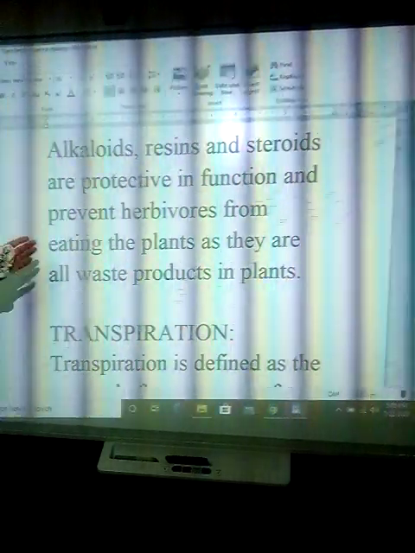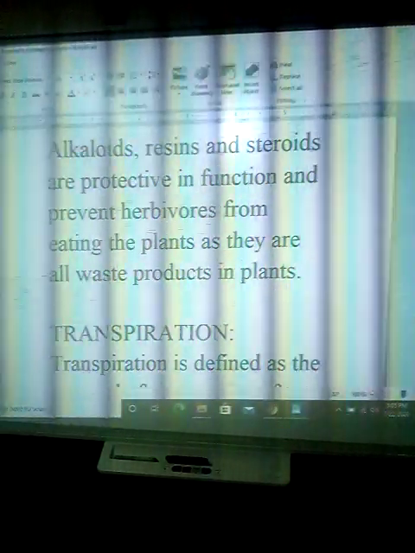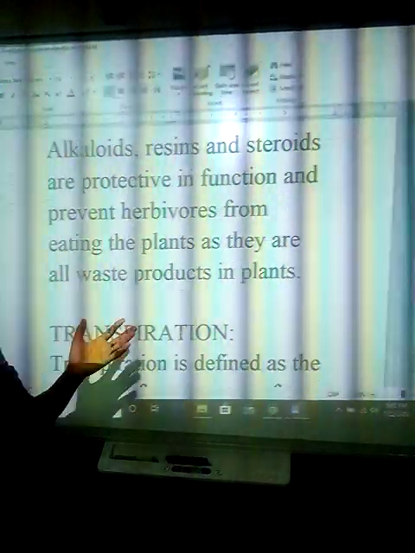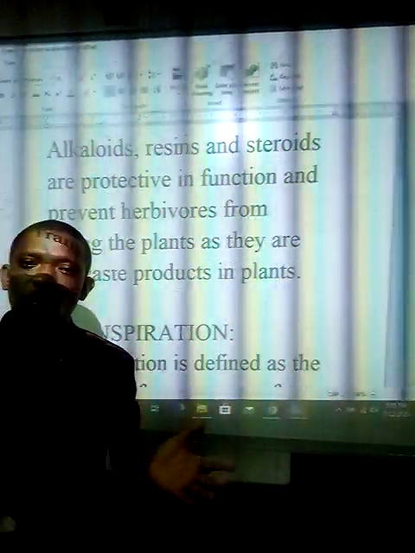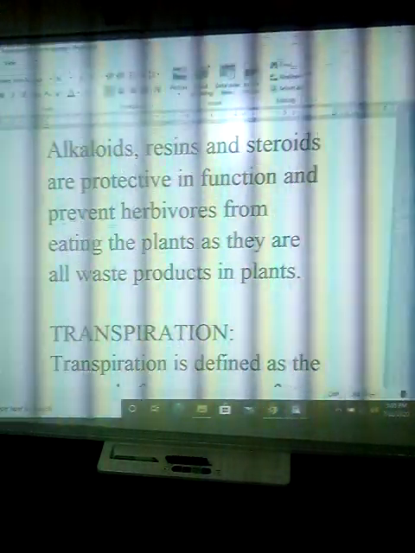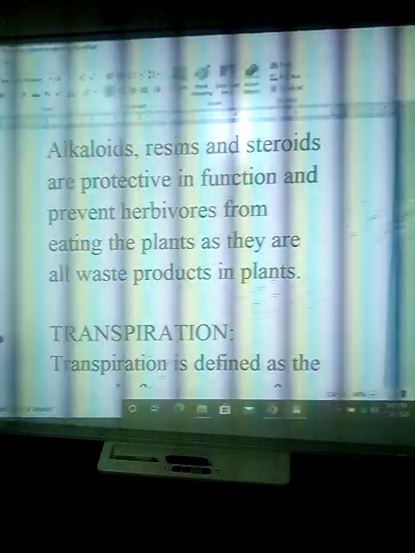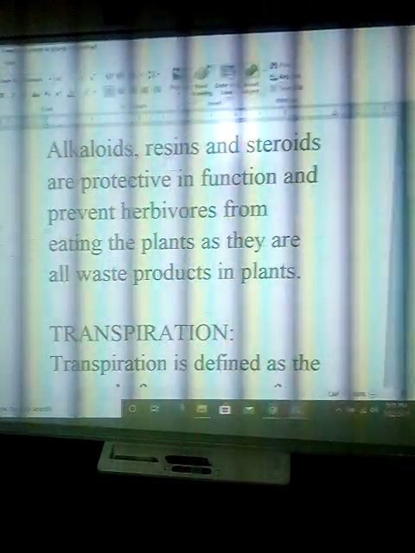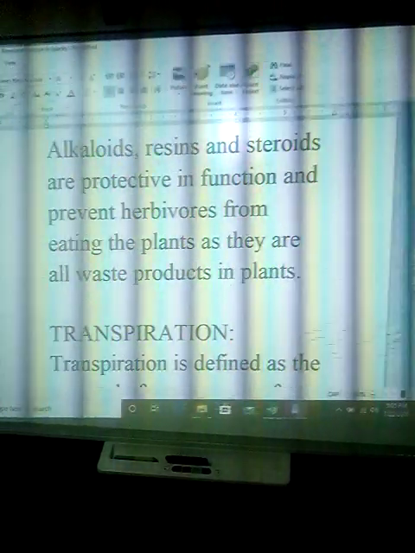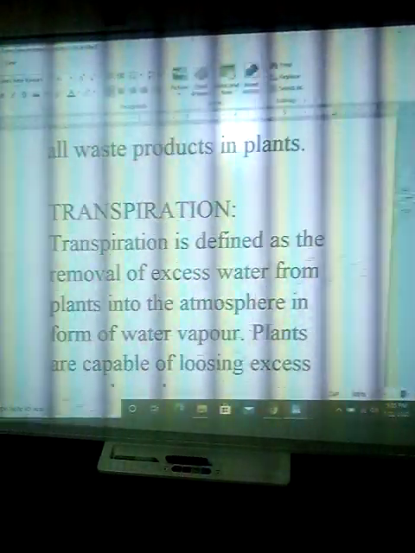Alkaloids, resins and steroids are protective in function. Together they are called phytoconstituents or phytochemicals. They are waste products in plants, and they prevent herbivores from eating the plants.